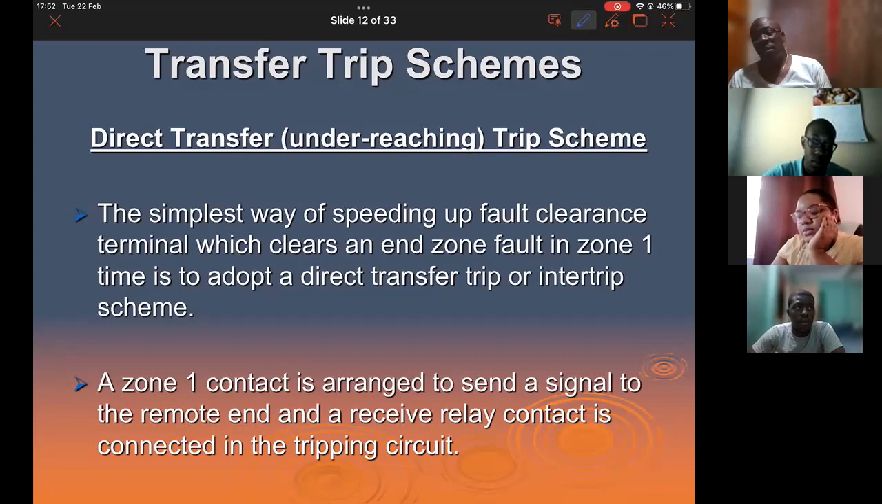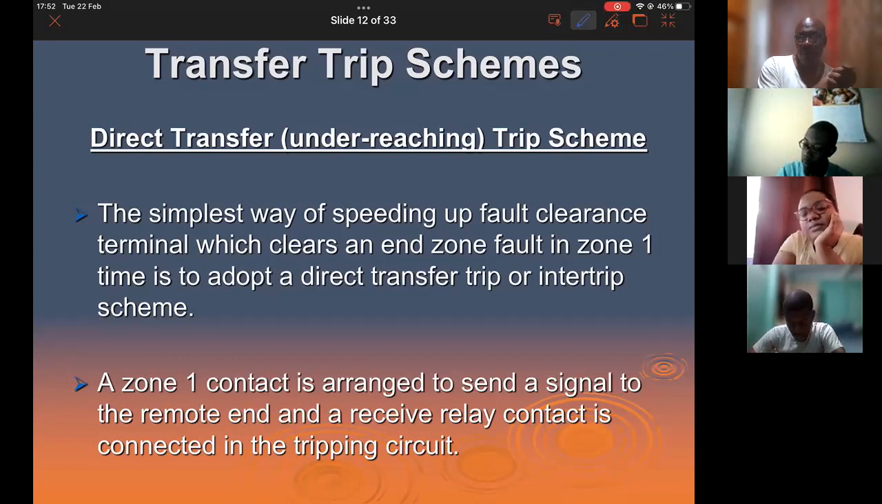And the problem is this thing called noise. Noise, of course, is not what is being played outside, but noise is an unwanted signal. So if you have noise on the system, it can cause the remote end to trip. Because the remote end, via the communication medium, can pick up that noise and mistake it for a trip signal.